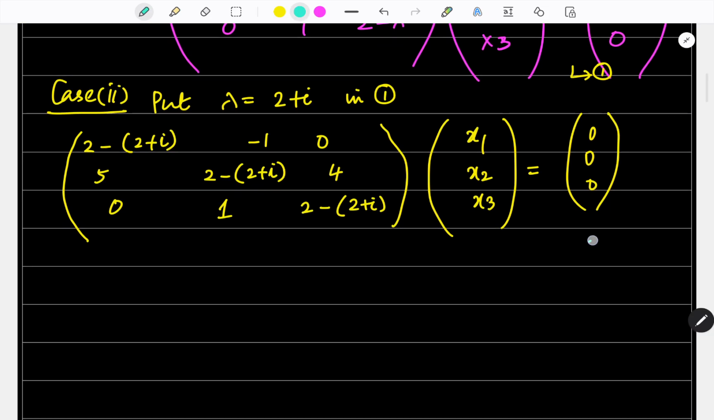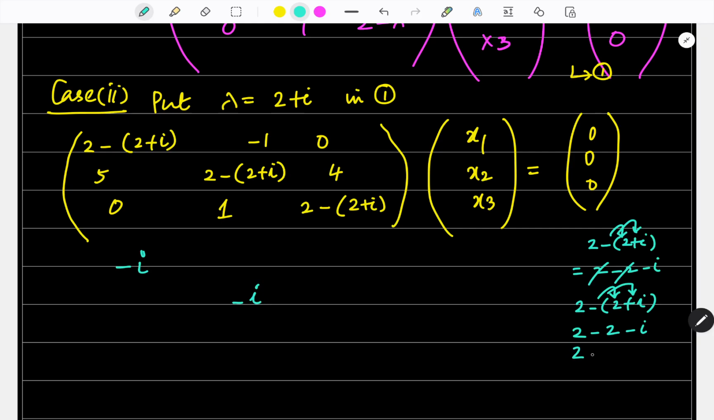Now slowly you simplify this one. Let me simplify the side. 2 minus (2 plus i), which is equal to 2 minus 2 minus i. The 2 gets cancelled, so you are going to get the first one as minus i. Then the next one, the middle one: 2 minus (2 plus i). So 2, this goes inside as minus 2, and this goes inside as minus i. So this is also going to become minus i, right?